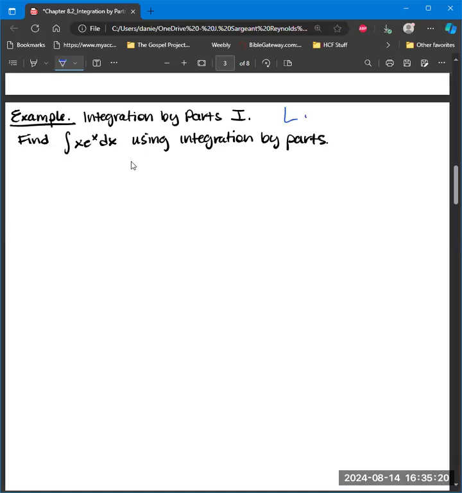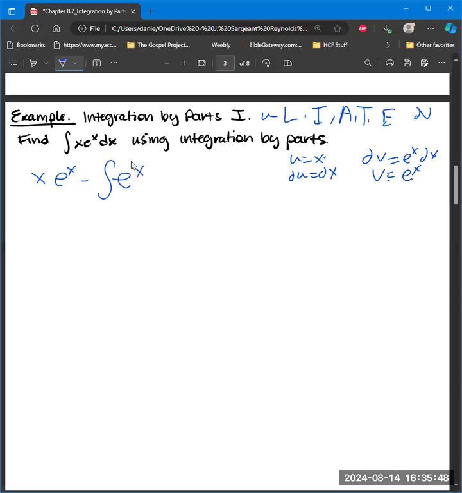If I use my LIATE rule to help me choose, I'm going to choose my dv from this side, my u from this side. E to the x is in there, so that automatically makes that dv, and u is the remaining part, so du will be dx, and v will be e to the x. So there's my little chart I was talking about. Now I want u times v minus the integral of v du, and see how that simplified that integral there? So this is x e to the x minus e to the x plus c.